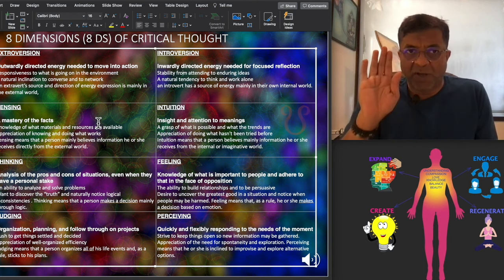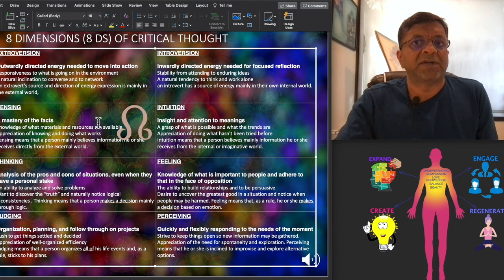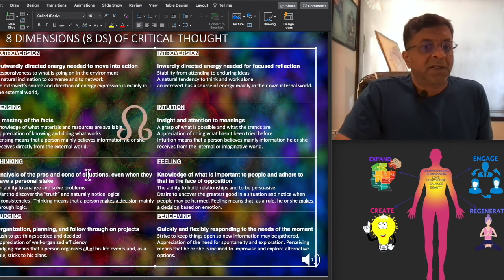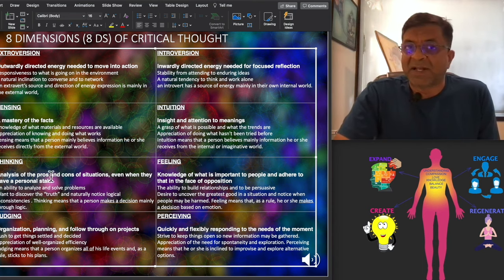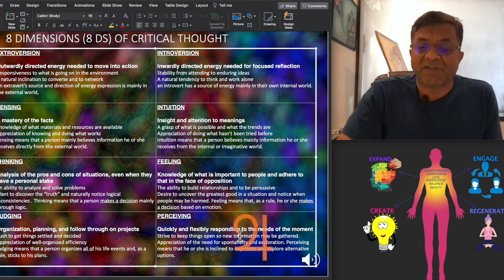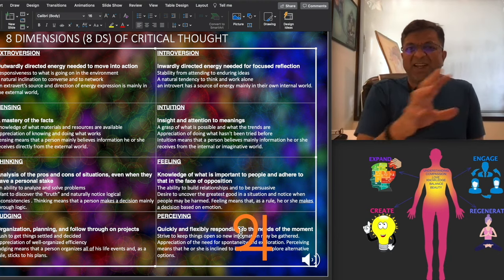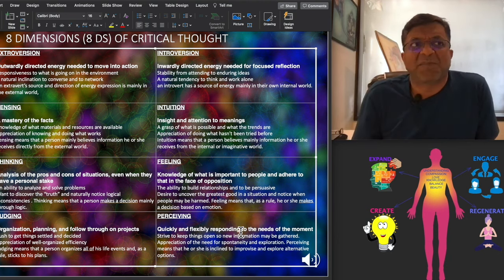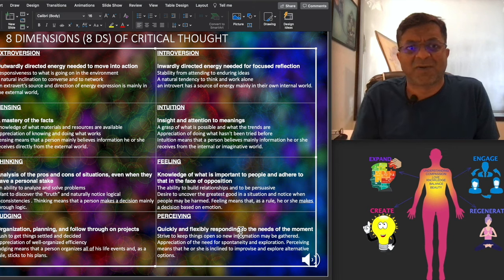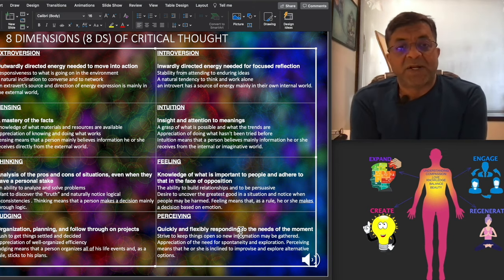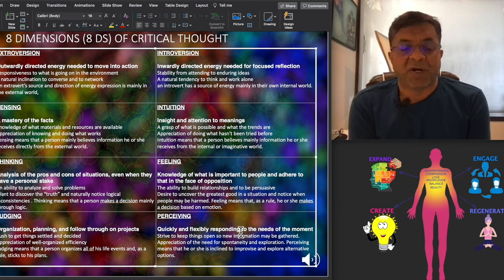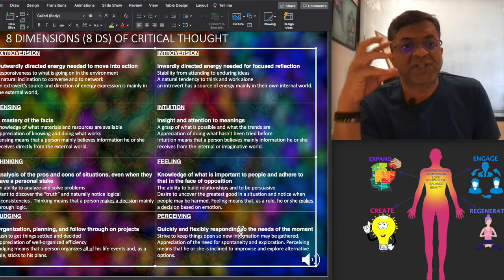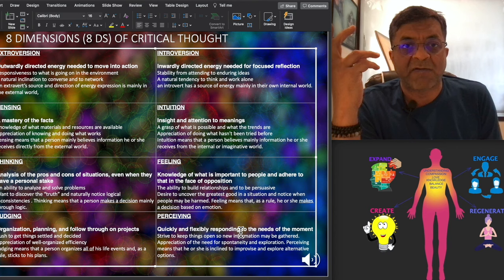Sensing is more like going out there, like Rahu kind of energy. Thinking and feeling maybe, like I said, Mercury and Venus. Judging and perceiving maybe like Saturn and Jupiter. See how these things tie into astrology? It's amazing. Just this morning I had this download. So we can take all this, build into the critical thinking workshop model. And why it's important, what's the objective of the critical thinking workshop that I do?